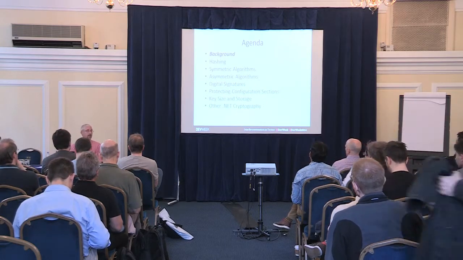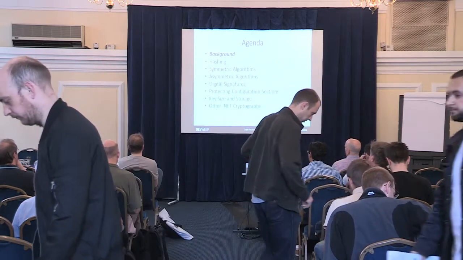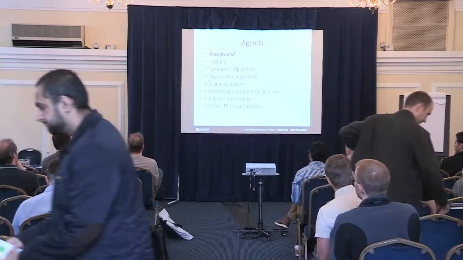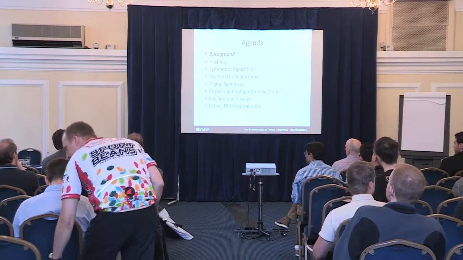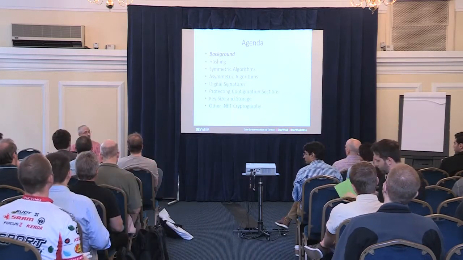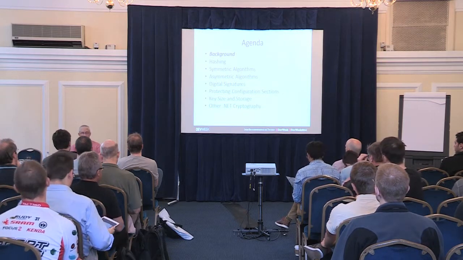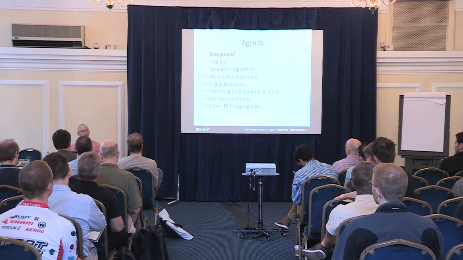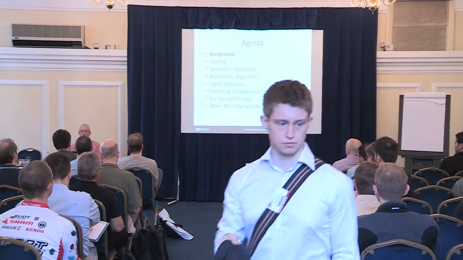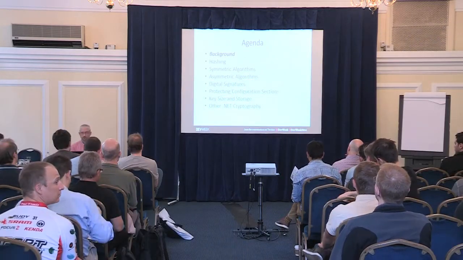Things we're going to go over today: a little bit of background about cryptography. We're going to go into hashing and how that works, symmetric algorithms, asymmetric algorithms, and how to use digital signatures. We're also going to talk about protecting your web.config file with cryptography so you can encrypt sections of it. We'll talk a little bit about key size and storage. How do you make the choices about what you're going to use? And then I'll mention some other .NET cryptography that's available.